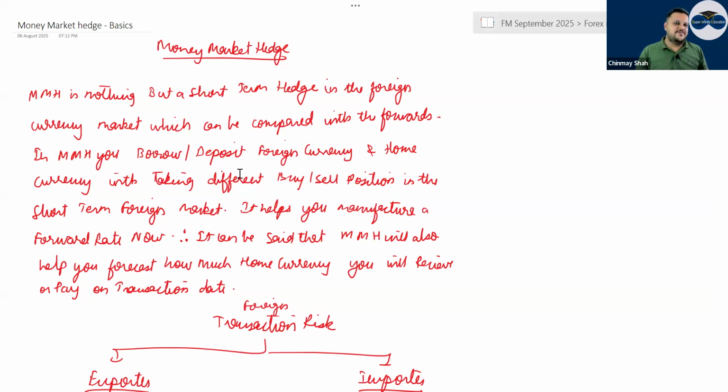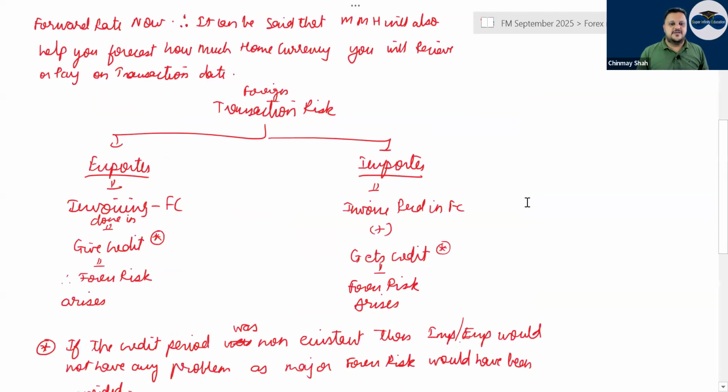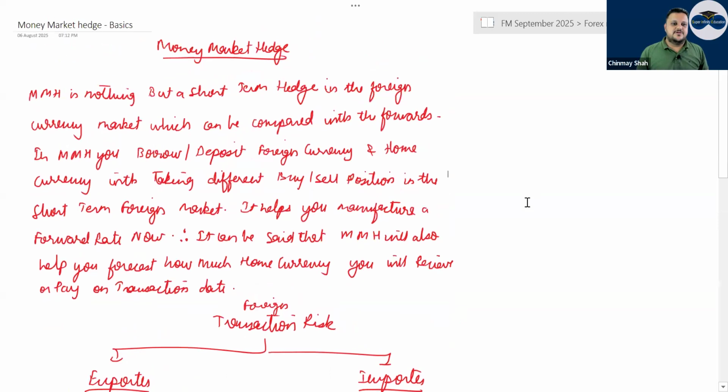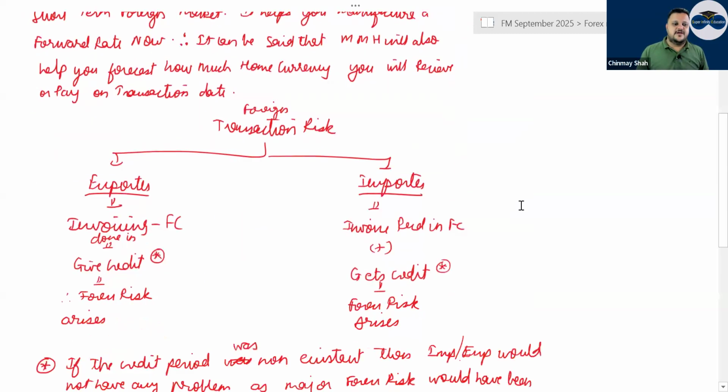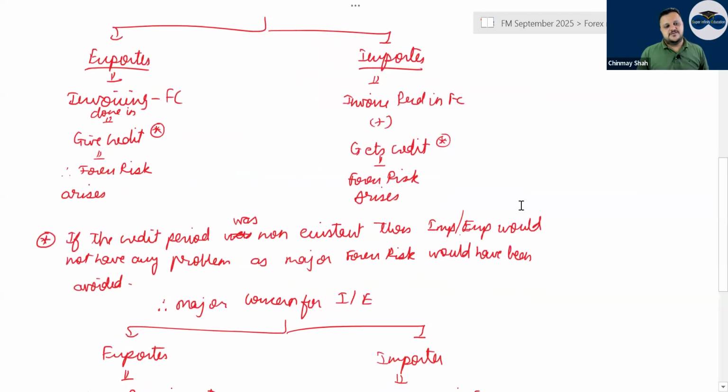These are the steps of money market hedge. See, what is money market hedge basically? Now see, generally you are given forward rates by the bank, but can you manufacture a forward rate in-house? Yes, right? By using what? By using the borrowing and depositing rates, correct? And also the spot market. You can manufacture the rates.